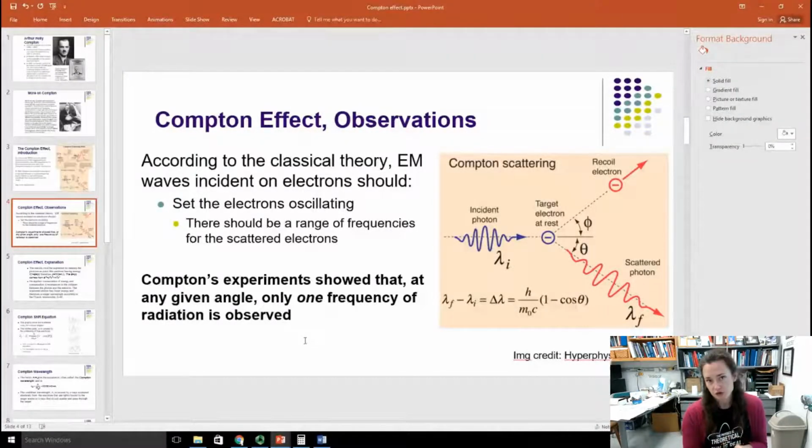Compton actually proved that instead of a range of frequencies or wavelengths, the scattered X-rays only had one specific frequency that was described by his Compton shift equation, which was derived from momentum and energy conservation principles, treating the initial and final X-ray photons just like they were little tiny billiard balls.